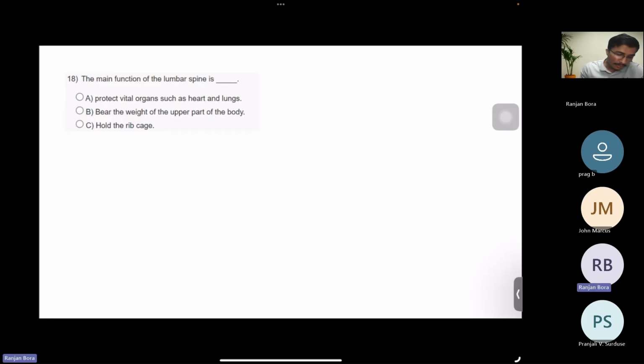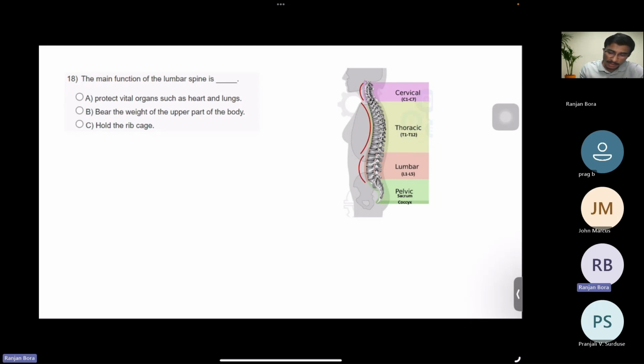Yeah, to bear the weight of the upper part of the body. Yes. So where is the lumbar spine located? The lumbar spine is located at this part. So this is the upper part of the body, so it bears all the weight from the upper body.